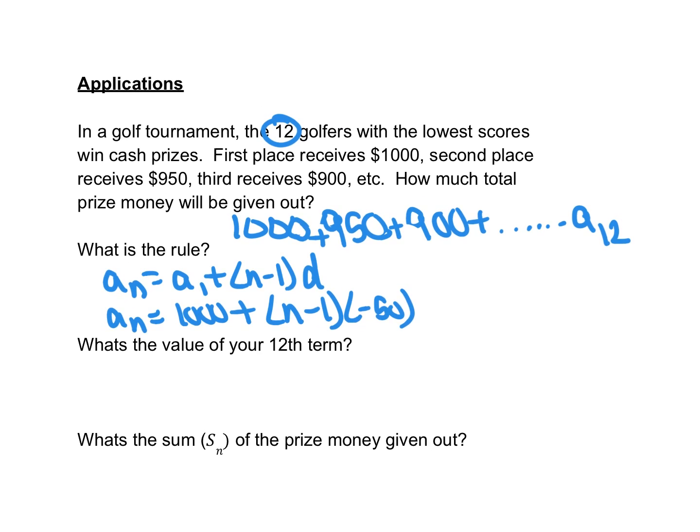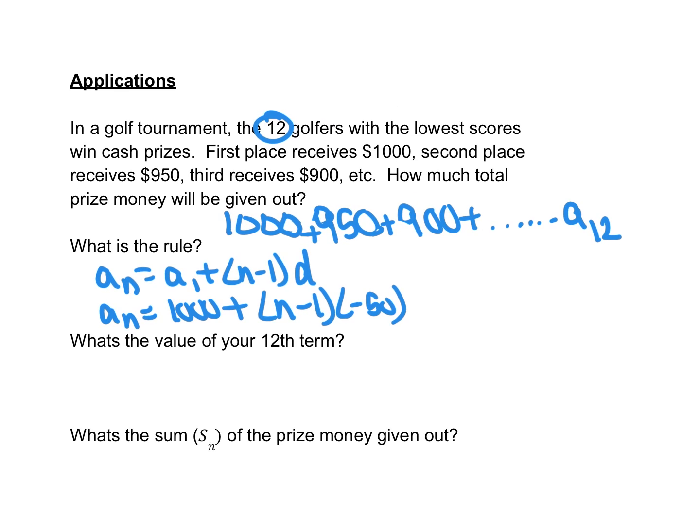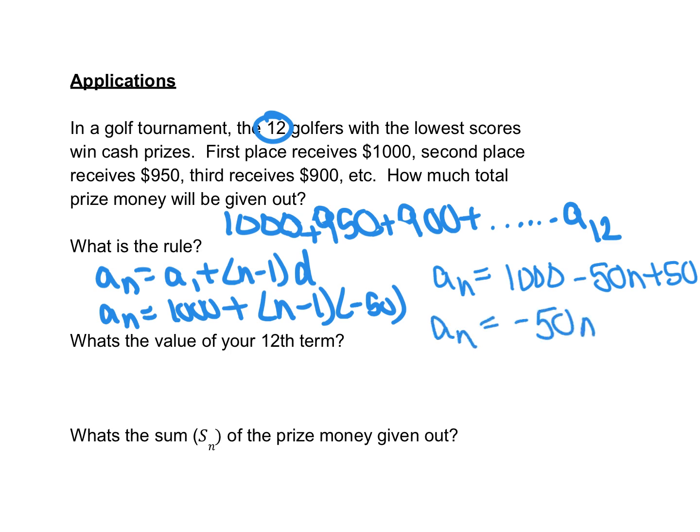Okay, so our rule, when we simplify that, we're just going to distribute that negative 50. So we're going to have a sub n equals 1,000. Negative 50 times n would be negative 50n, and then negative 50 times negative 1 would be plus 50. So our rule is going to be negative 50n plus 1,050. Okay, so that's our rule.